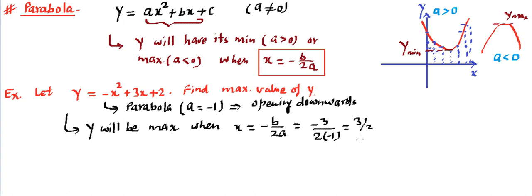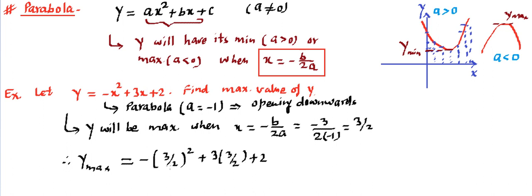Now from here you have identified what x is, but you still have not found the value of y max. So we can say y max is going to be equal to the expression when you replace x by 3 by 2. So it becomes (3 by 2) square plus 3 into 3 by 2 plus 2. So that is the maximum value of y. That means this expression will deliver the maximum y. No value of y will be more than this number, no matter what value of x you place.